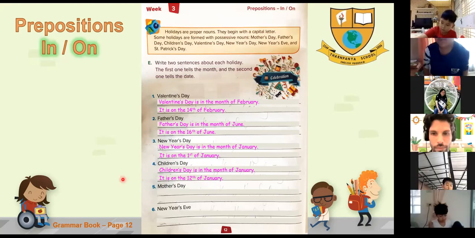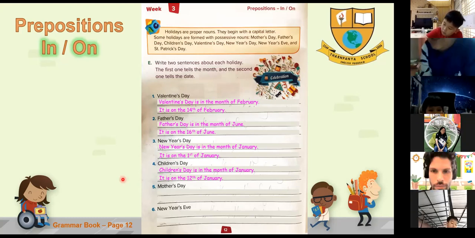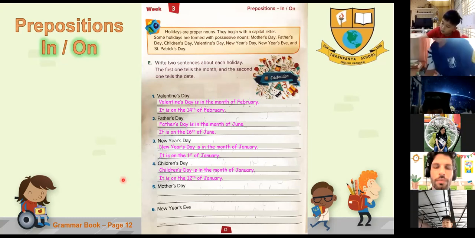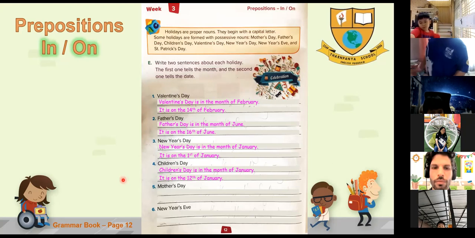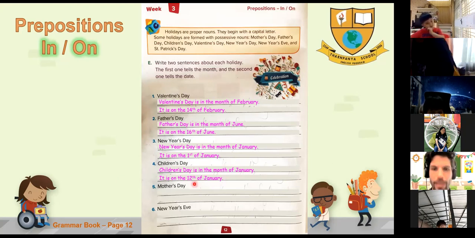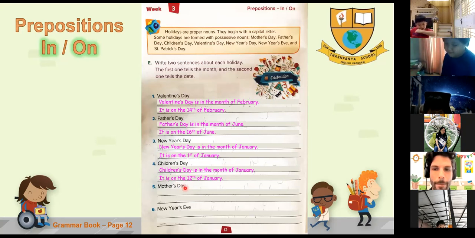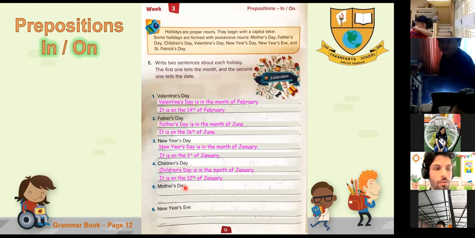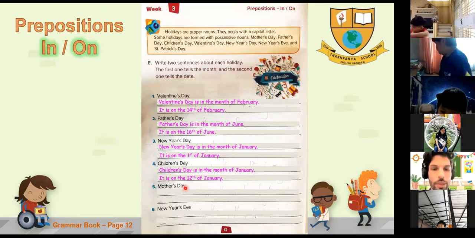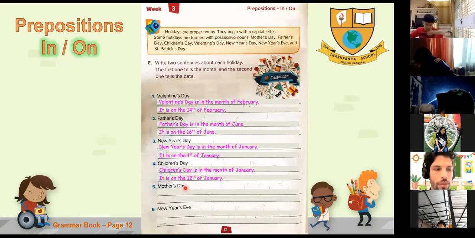Teacher, I'm finished. Don't worry. Let's wait here so everyone can finish, and then we will take a look at the next holiday. Can we stop at 13th page? We're going to complete page 13 today as well, and that will be all.